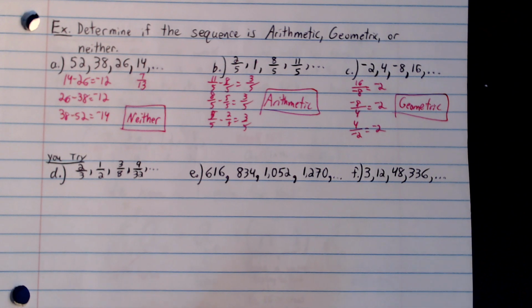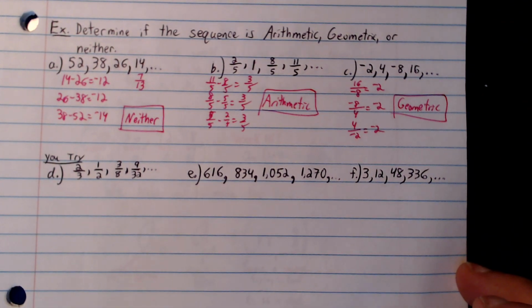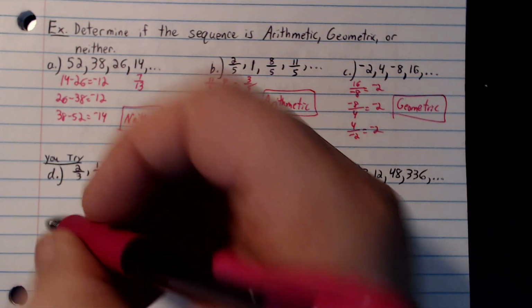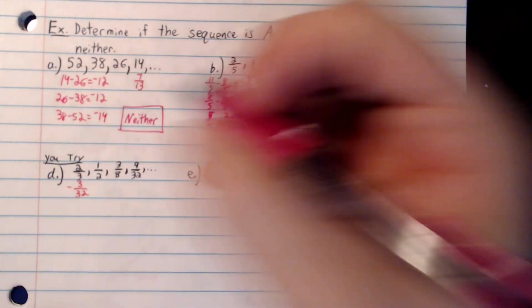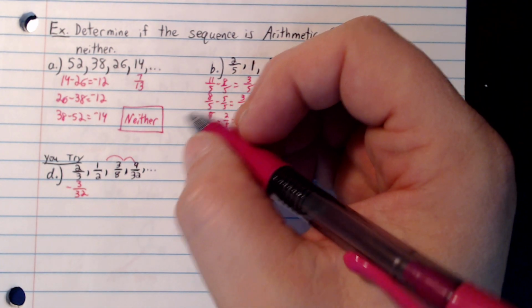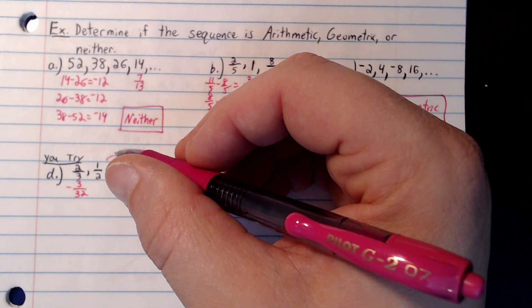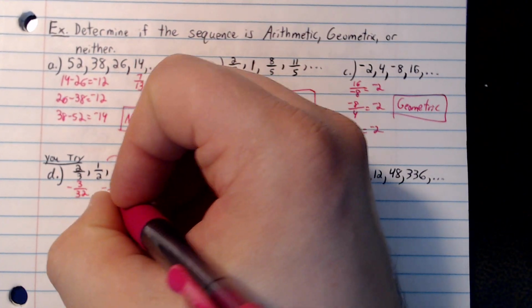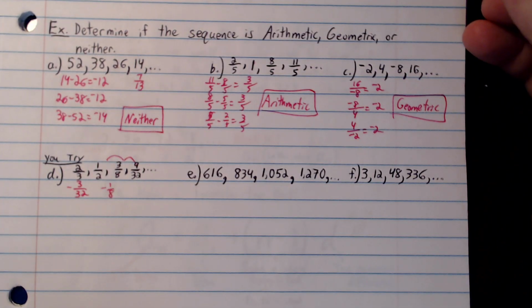So you have 3 to try out on your own. Pause the video and resume when you're ready to check. Alright, so let's try these out. If we were to try 9 over 32 minus 3 over 8, we end up getting negative 3 over 32. I doubt that's going to be the same between these two. So let's just try it. 3 over 8 minus 1/2. Yeah, definitely not the same thing. All right, negative 1/8. So these do not have the same common difference, so it's not arithmetic.